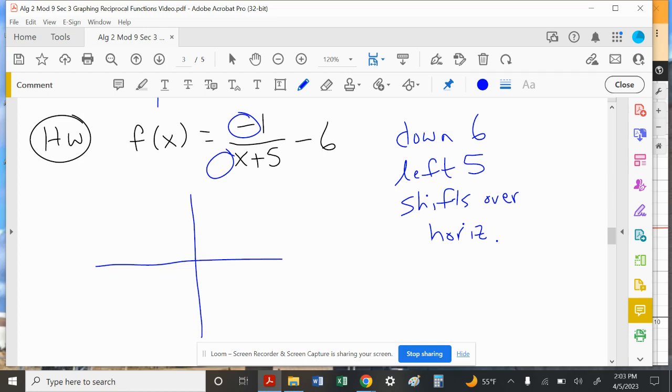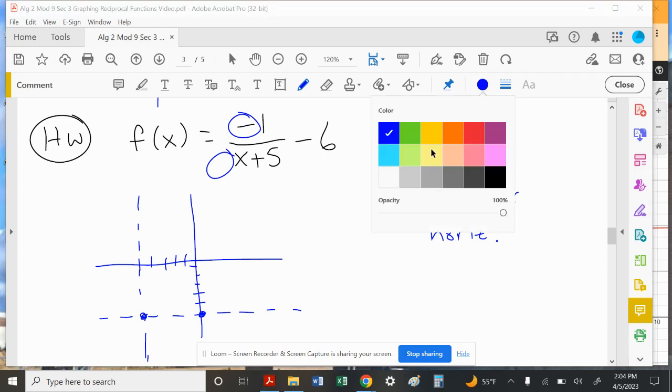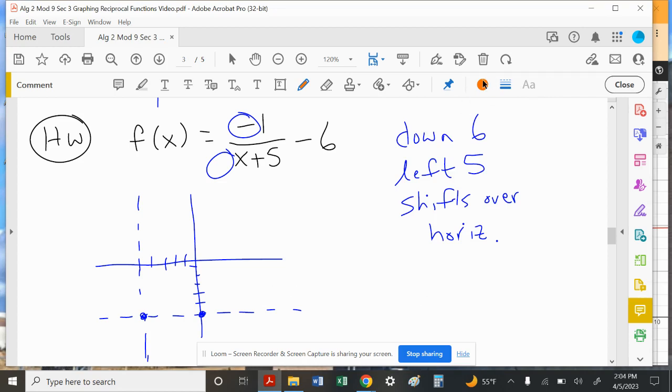Again, it goes down 6, so 1, 2, 3, 4, 5, 6. So I can see that my horizontal goes there, but then it also shifts to the left 5: 1, 2, 3, 4, 5. So my vertical axis is there. Notice that my center point, in a sense, is sitting right there. Okay, so now let's draw the parent function. We're going to draw it in red, or whatever color that is. And so the parent function is going to look something like that.